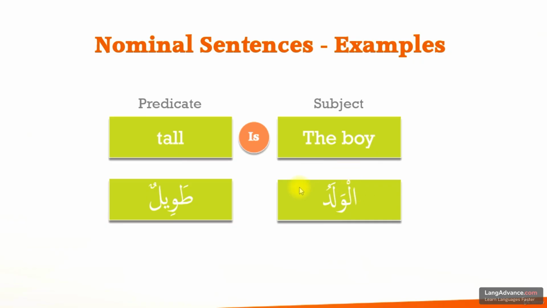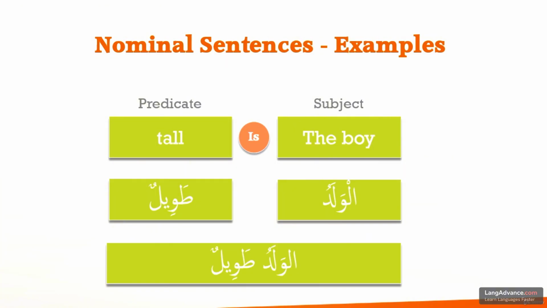So as we practice, you will understand what's a nominal sentence, and you will be able to spot the subject and differentiate it from the predicate. And both together, al-waladu and tawilun becomes al-waladu tawilun, and this is a complete sentence, a complete nominal sentence, which represents the Arabic version of the boy is tall.